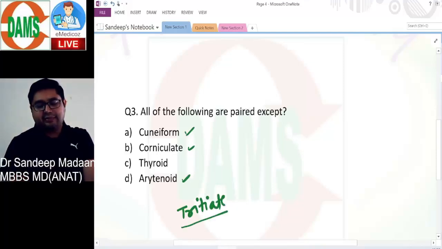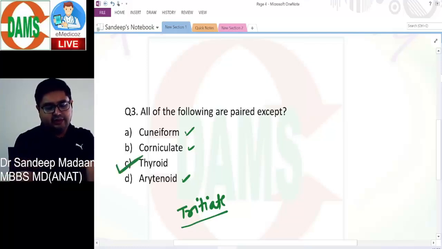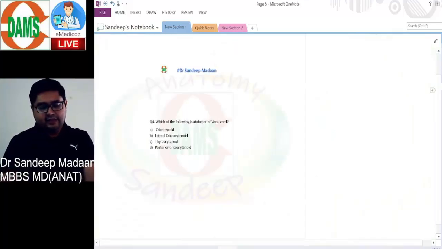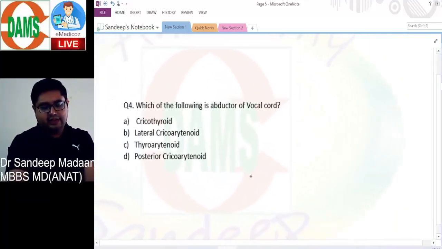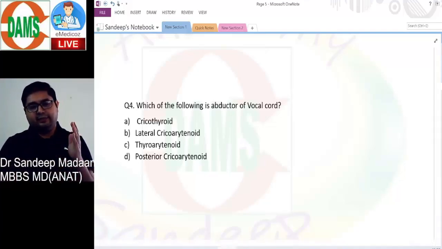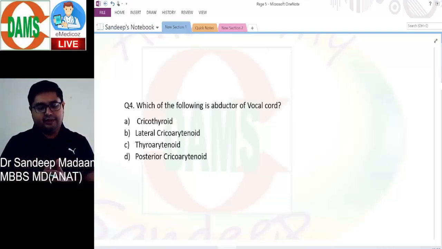And what are the unpaired cartilages? Thyroid, cricoid, and epiglottis. So the answer to this question is thyroid cartilage. Straightforward question, right? Next question, which of the following is abductor of the vocal cord? Now this question has been asked a number of times and also it has clinical importance.